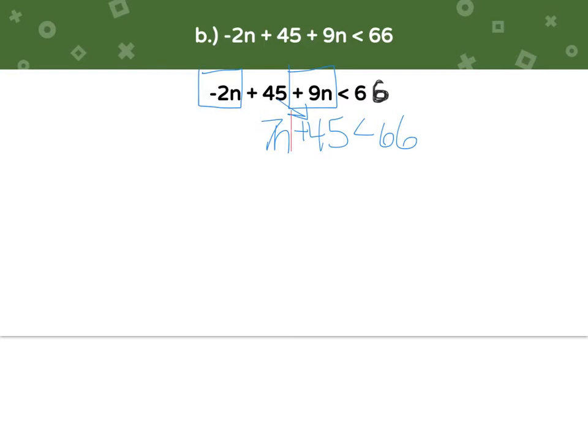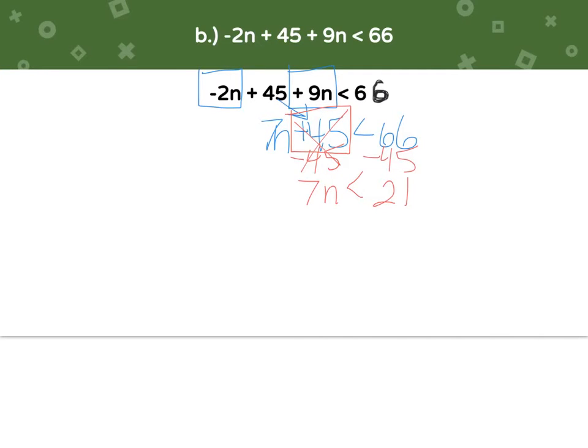Now it's time to undo the addition. To undo plus 45, you need to subtract 45 from both sides. This cancels out the plus 45 and leaves 7n. Bring down the less than sign. You have 66, which is positive. Subtracting 45, they're different signs, so you subtract. 66 minus 45 is 21. 66 is the bigger number, so it stays positive.